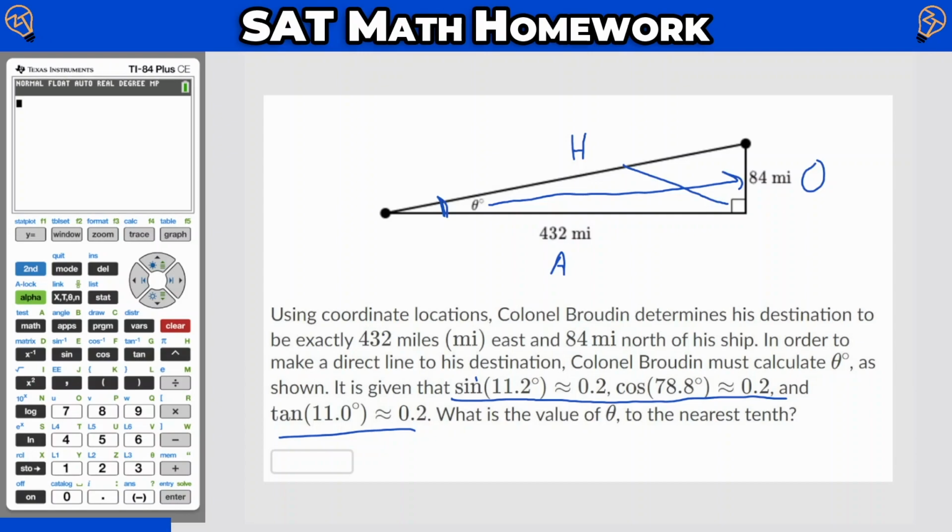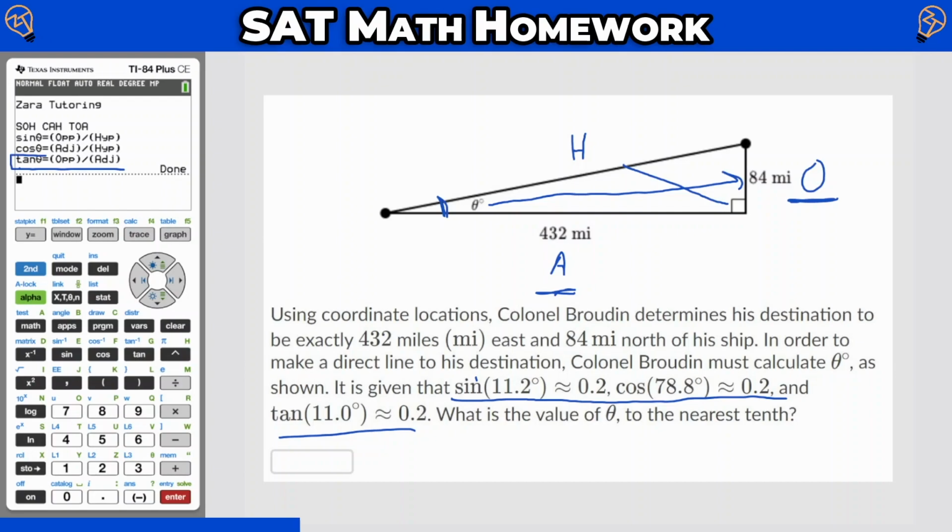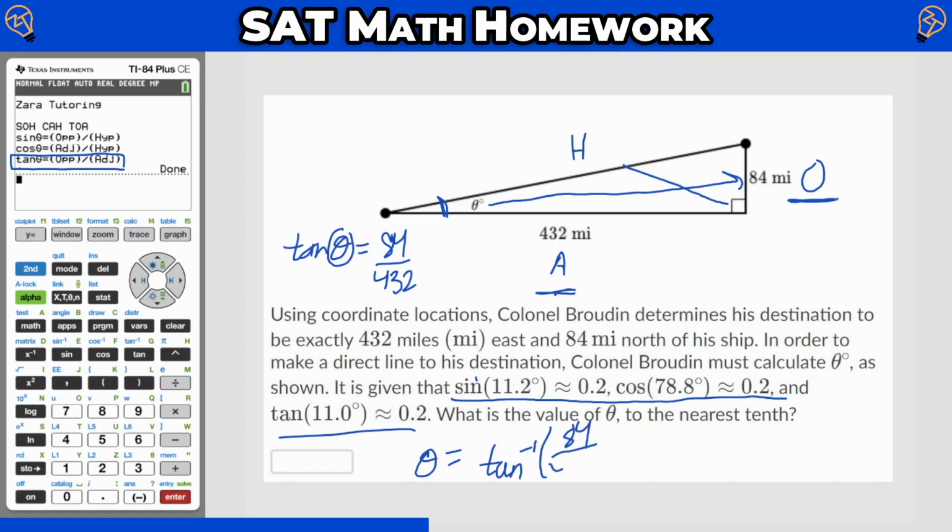side. And if ever you forget what SOHCAHTOA is, what those letters represent, we can go to our program, we'll wrap around by pressing up, we'll go into trig, and we see what SOHCAHTOA represents. So which trigonometric function relates the opposite and adjacent sides? That's tangent. So we're going to say tangent of theta is opposite over adjacent. Now what you would do at this point to get theta by itself is you do inverse tan. So theta is going to be equal to inverse tan of 84 over 432.